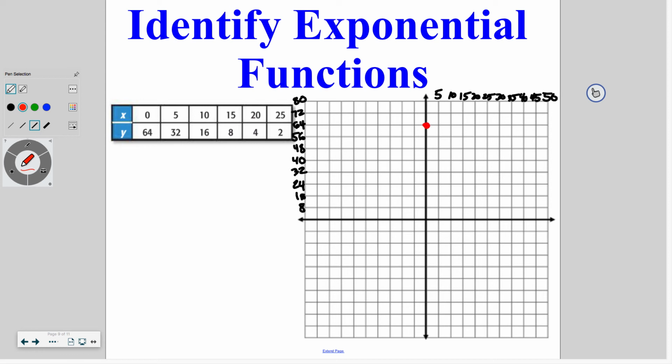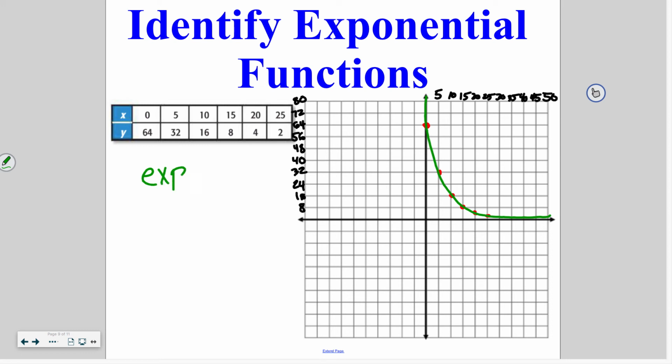I'm going to go ahead and graph the points starting with 0, 64, 5, 32, 10, 16, 15, 8, 20, 4, 25, 2. If I look then and connect these points, they are going in a curve, which is going to indicate to you that this is an exponential function. So you're going to graph the points and look for that curve.